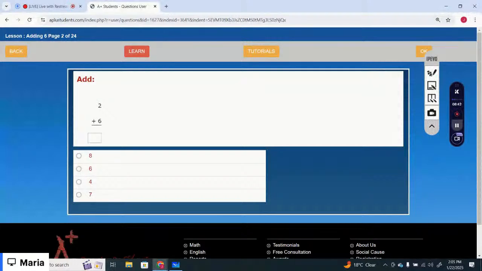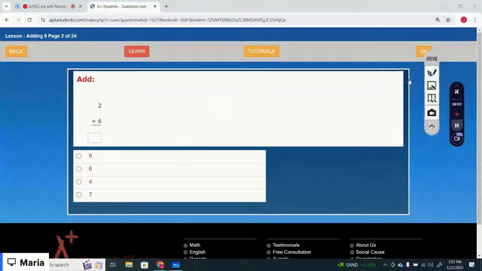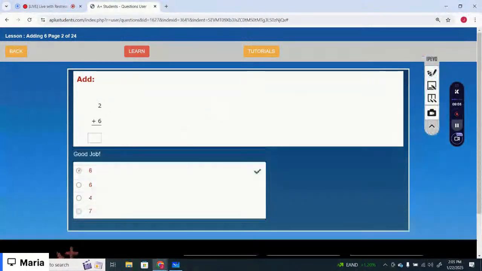2 plus 6. So start with the bigger number, 6, and count up 2 more: 7 and 8. So the correct option is 8. Option number 1 is the correct option.